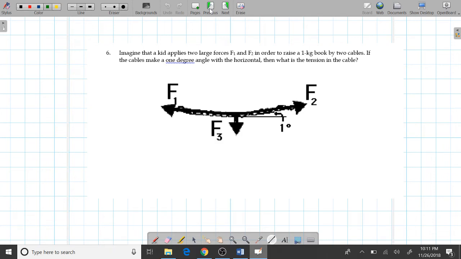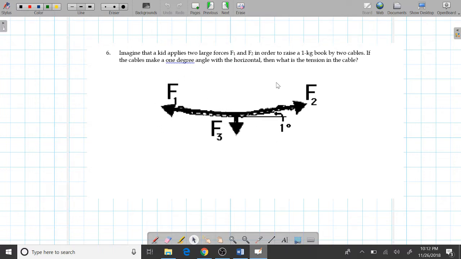Okay, number 6 says, imagine that a kid applies two large forces, F1 and F2, in order to raise a 1 kilogram book by two cables. If the cables make a 1 degree angle with the horizontal, then what is the tension in these cables?